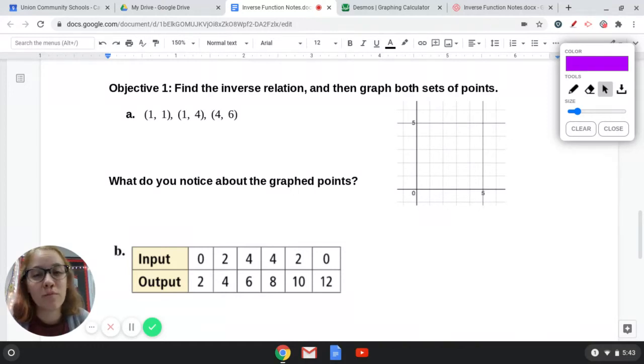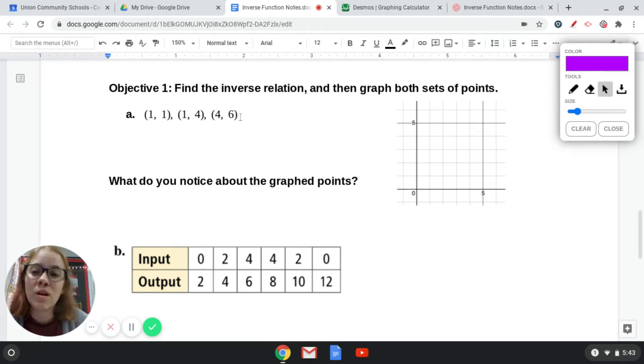Now let's do some examples about inverse relations. So this objective one, we're going to find the inverse relation, and then in this one, we're going to graph both sets of points. Just for example one, for part B, we will just find the inverse relation. And when I say relation, this can be represented in multiple different ways.